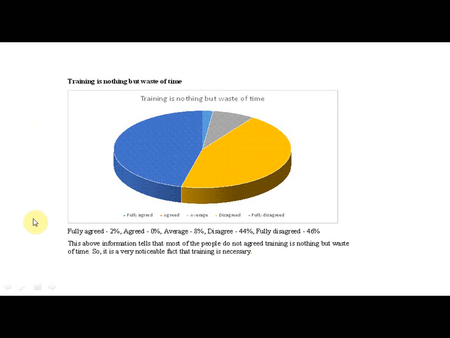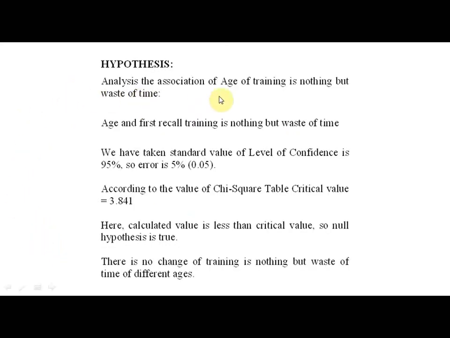Training is nothing but a waste of time. Analyze the association of age and training is nothing but a waste of time. Age and the first equal training is nothing but a waste of time. Here the calculated value is less than the critical value, so the null hypothesis is accepted. There is no change: training is nothing but a waste of time across different ages.